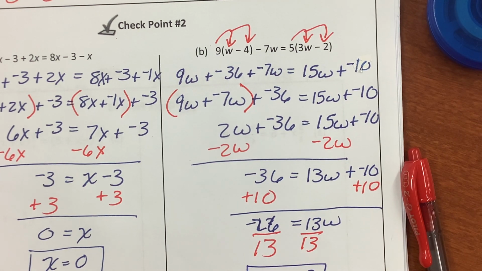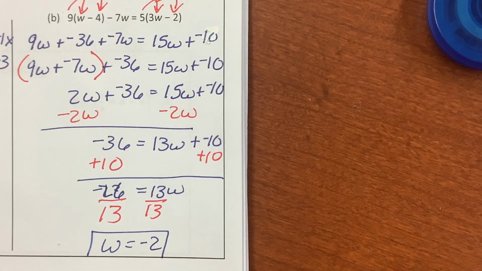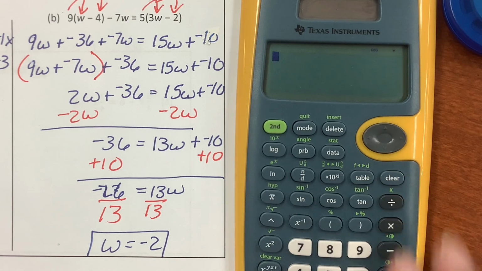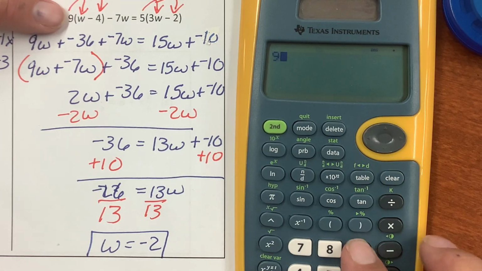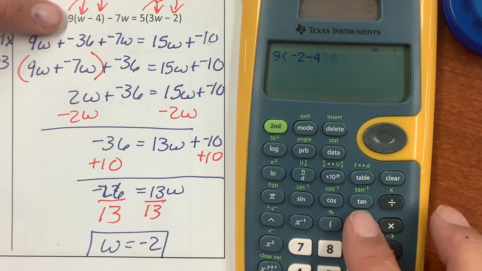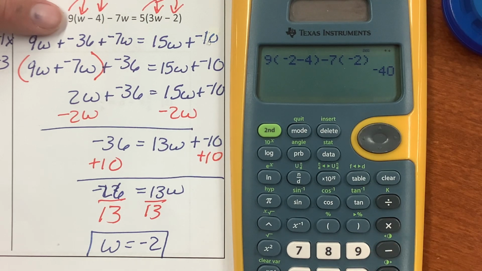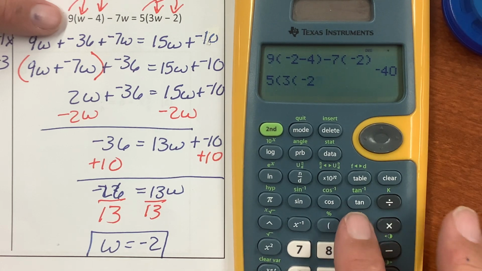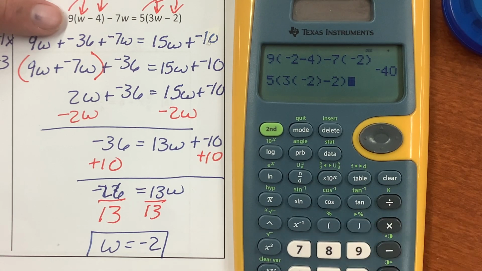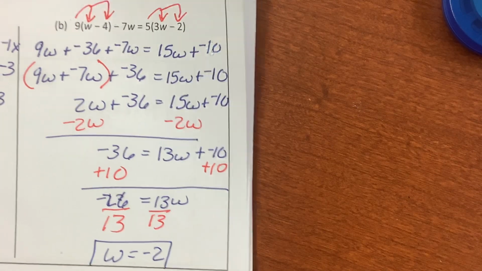Again, that's a lot of work, a lot of problem going on there. And I'm just going to check it on my calculator because, yeah, the probability of me making a mistake, very, very high. You saw it happen already once a video. So 9 times negative 2 minus 4 minus 7 times negative 2 equals negative 40. Okay, check the other side. 5 times 3 times negative 2 minus 2 equals negative 40. So it worked. Yay! Always use that calculator to check.